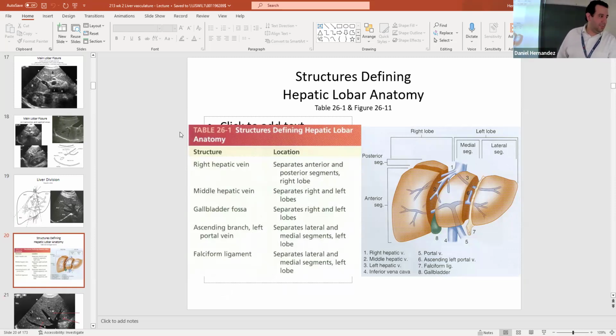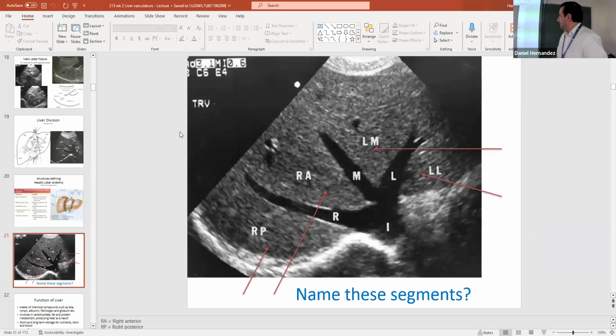This is just another diagram, again explaining what I said about the hepatic veins dividing the liver into those additional segments. There you go, nice and big. Right anterior, right posterior, left medial, left lateral, and you have your hepatic veins all labeled on there. This one's way better.